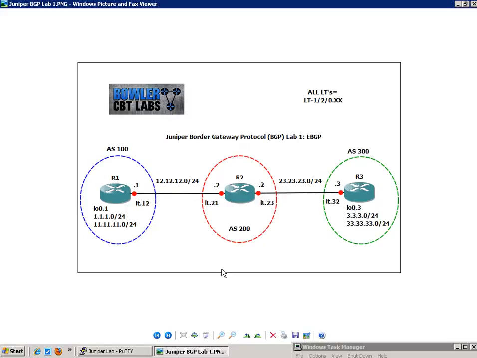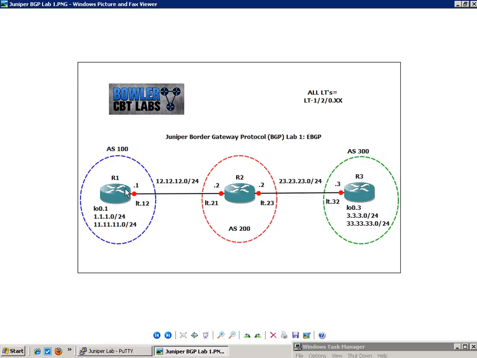So what we're going to do in this lab is we're going to set up using logical tunnels and logical systems on one physical Juniper router. We're going to set up external BGP between these three routers. We're going to connect them together using their logical tunnel interfaces.